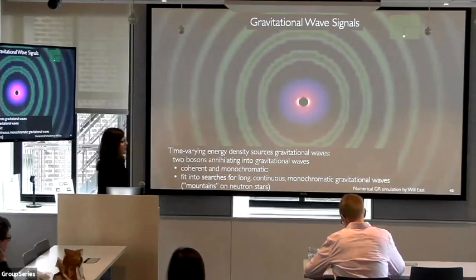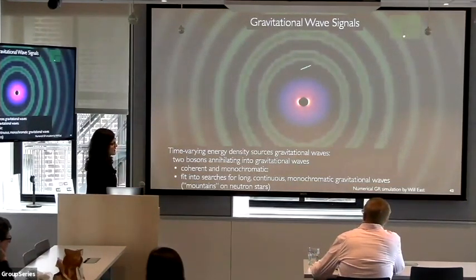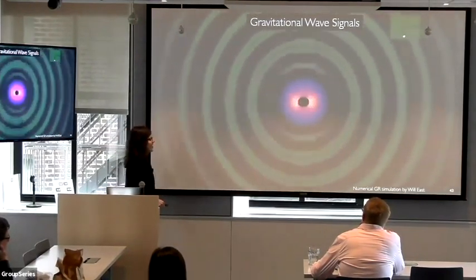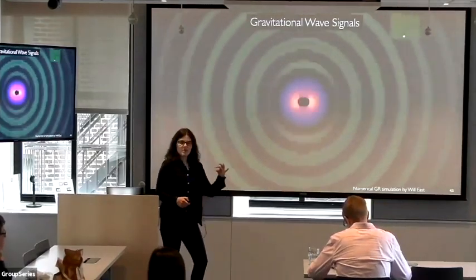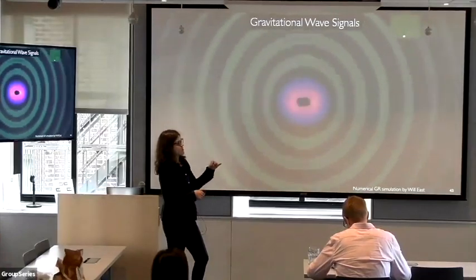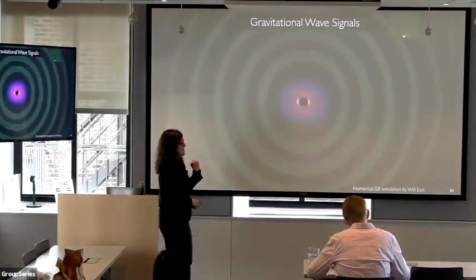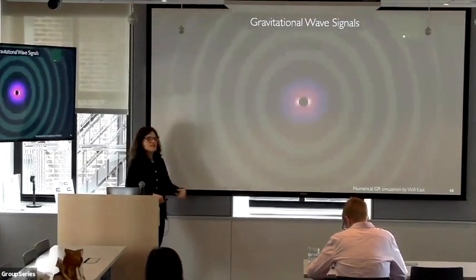Here I'm showing another full GR simulation by Will East, which is showing this cloud sitting around the black hole emitting gravitational wave radiation. So you can see that overall there's a large energy density, and there's a subcomponent of that energy density which is rapidly oscillating. And that's the component that's sourcing the gravitational wave radiation, and it's proportional to basically the velocity of particles in the cloud.